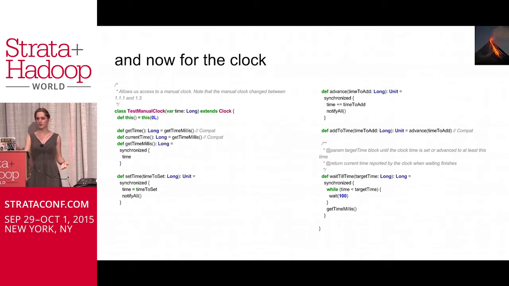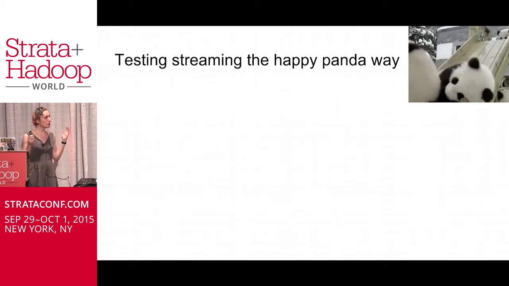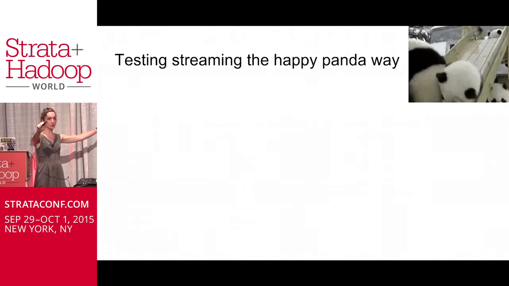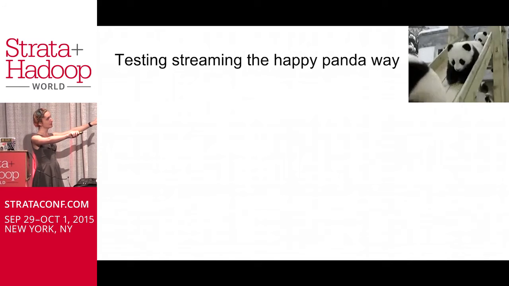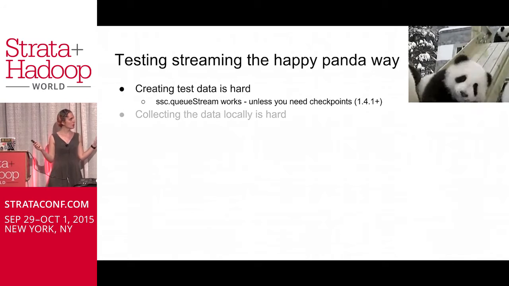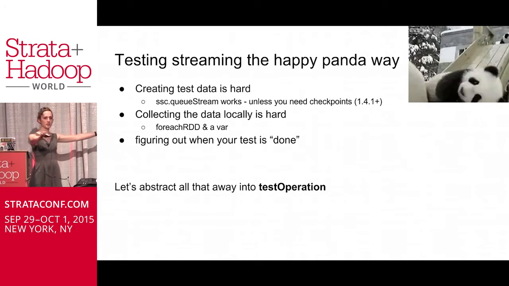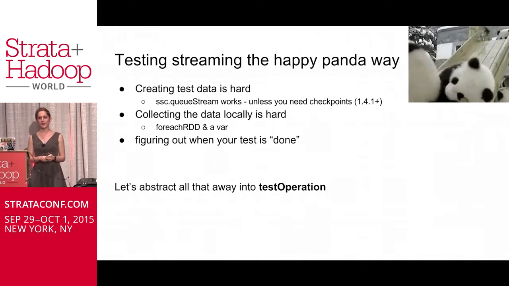And yeah, now for the manual clock. So we need to write this manual clock. And not only is this code kind of boring, we have to lie and say we're inside of org.apache.spark when we're writing it because of some things. So we can just pretend everything's okay, just like these pandas that are coming down, and just go ahead and ignore all of these problems and instead just use test operation.